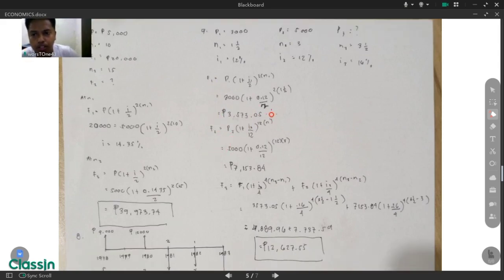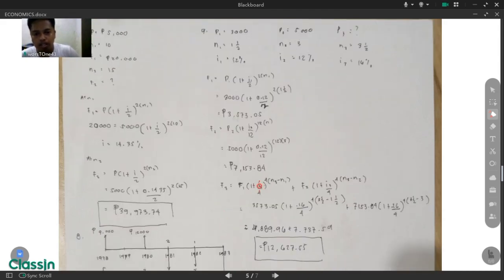Next is F2, our second frame. We have a principal of 5,000 times (1 plus 0.12 over 12), since it's compounded monthly. So we have 12 as the mode of compounding, and 12 times 3 for 3 years, resulting in 36. Calculating it will yield a result of 7,153.84.